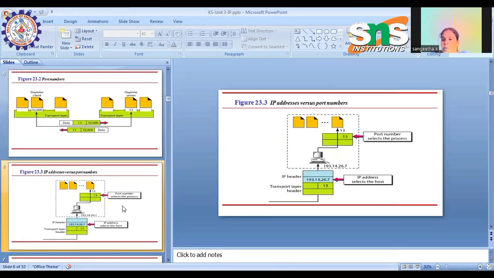So, the IP address versus port number. Here, the corresponding port and IP address will be identified, and then the packet will be delivered or retrieved from that kind of server. Here, 13 is the port number for the daytime server. It selects the process running on the particular device, and the IP address is used to identify the particular host in the logical network. Another address is used in the data link layer, which is the physical address or MAC address. These three addresses are essential for transmission of packet information from one node to another node.